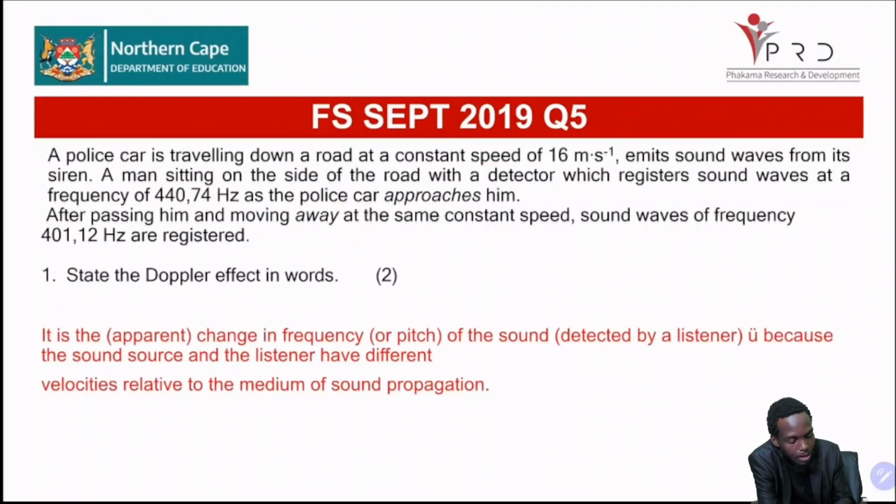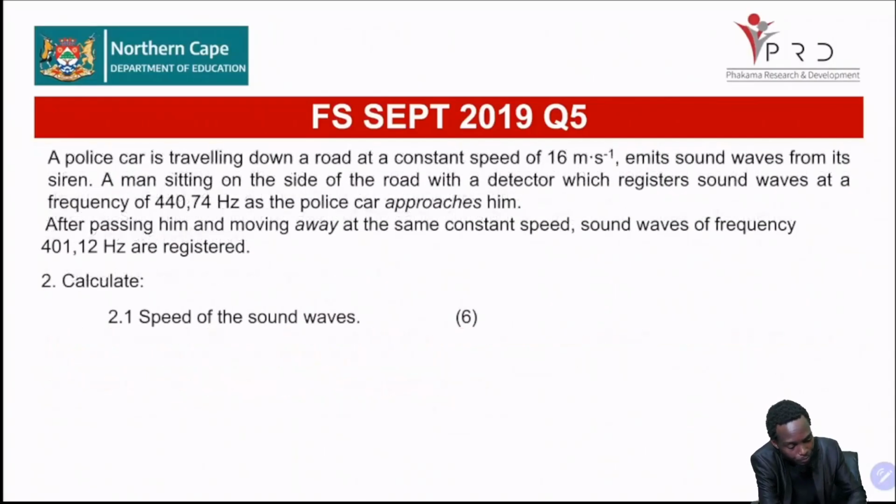Okay. Now, first question, state the Doppler effect in words. So there is your Doppler effect. You just state that from the examination guidelines, of course, and then you get yourself an easy 2 marks. Next question for 6 marks, calculate the speed of the sound waves. Calculate the speed of the sound waves. Okay, let's have a look.